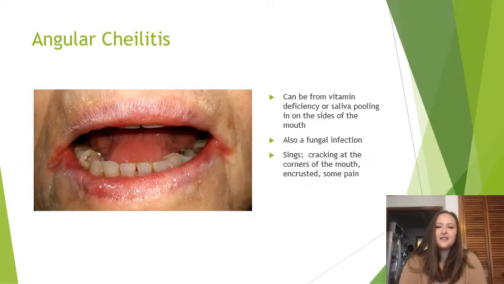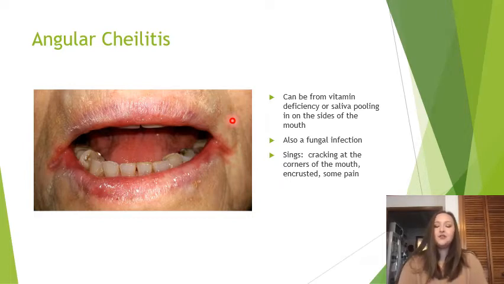Angular cheilitis. This is just a big word for cracks on the sides of your mouth, exactly where your upper lip and your bottom lip meet. You do not have to have dentures to have this. A lot of people without dentures have this. This can be caused by a vitamin deficiency, or it can also be caused by what we call saliva pooling on the side of your mouth.